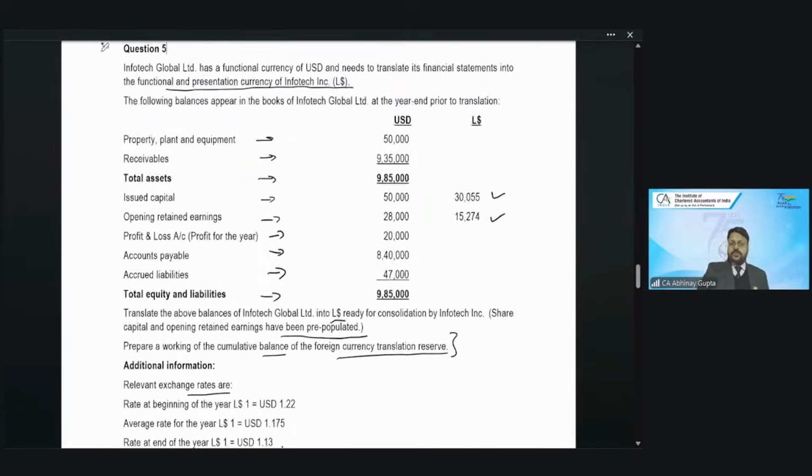So I give you 5 minutes. Try to come up with the translated balance sheet. Okay, sir. So you just translate the balance sheet into L dollars using these exchange rates and the guidance. I give you five minutes.